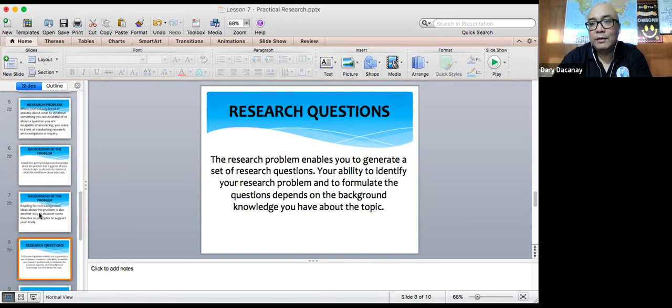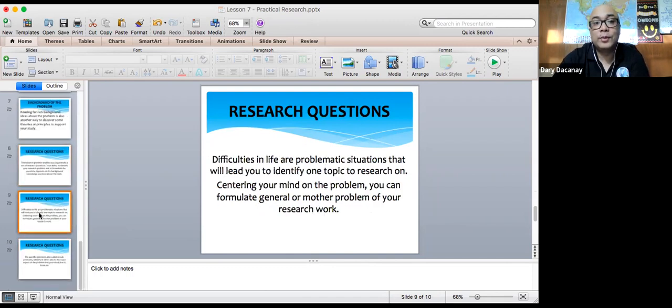And later on, we have the research questions. It enables you to generate a set of research questions. Your ability to identify your research problem and to formulate the questions depends on the background knowledge you have about the topic. So there are certain ways and formats to do your research questions, which we're going to talk about very soon.